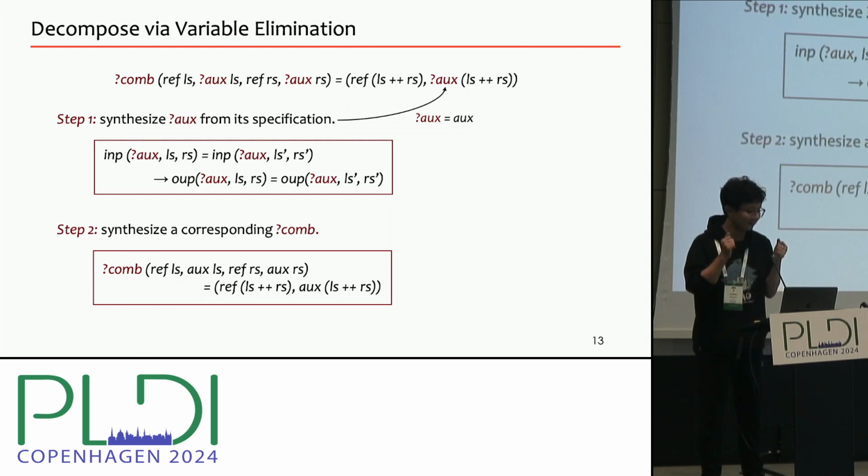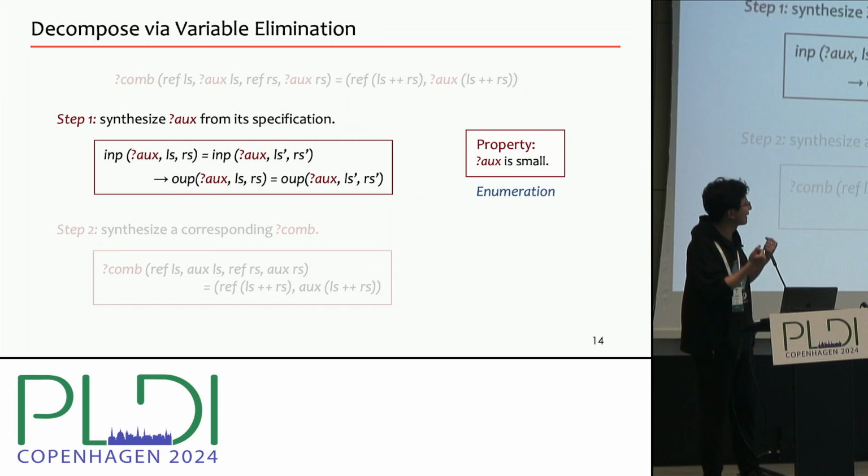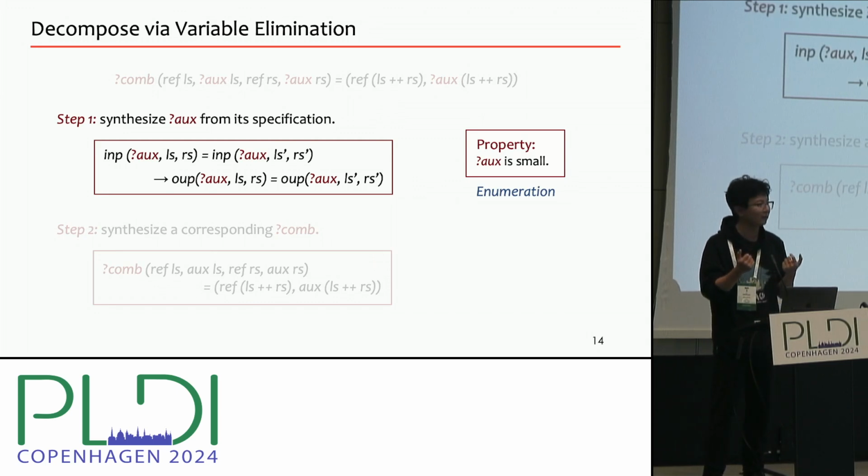So a more interesting thing is that both these subtasks are much easier than the original one. First, for the first subproblem, we can just synthesize it by bottom-up enumeration in most cases because this auxiliary function is pretty small. The key reason is that we do not need to be efficient. We only need to be correct to specify those auxiliary functions, auxiliary values we need.